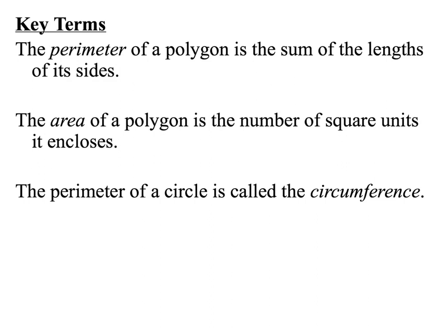Just some key terms that we should remember. Perimeter would be the sum of all the lengths of the sides of a polygon. I typically will tell you, if you're walking around something, how far do you walk? That's perimeter. Or if you're buying a fence, how much fencing do you buy? Perimeter. Area is the number of square units enclosed. So if you were going to have a blanket, how much area would that take up? And perimeter for a circle is called circumference, and we're going to go over all of those things next.